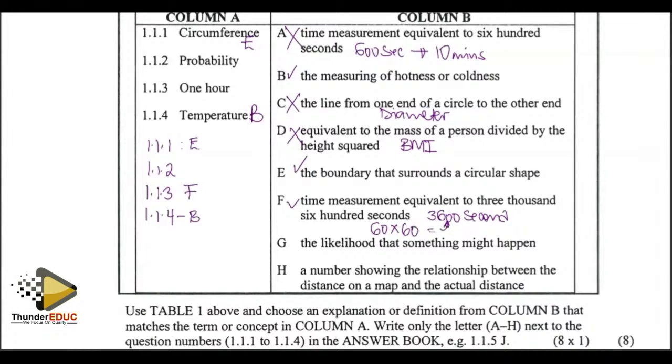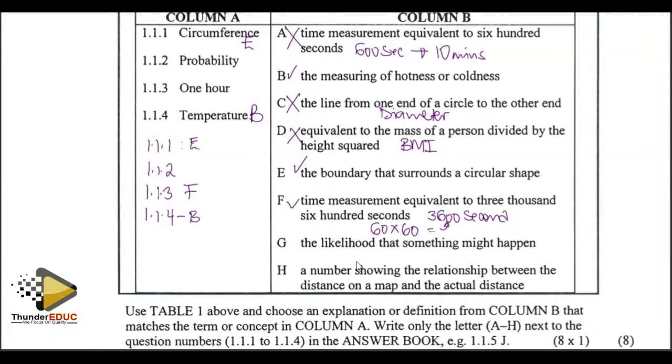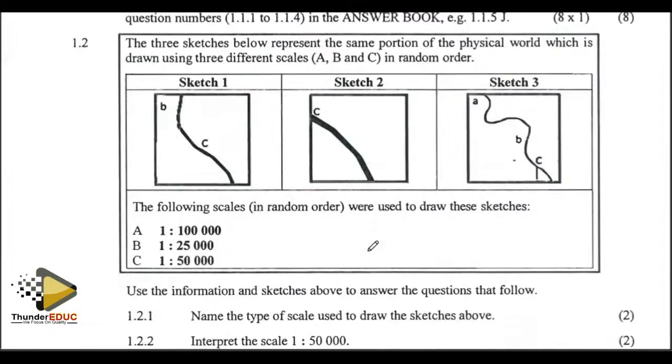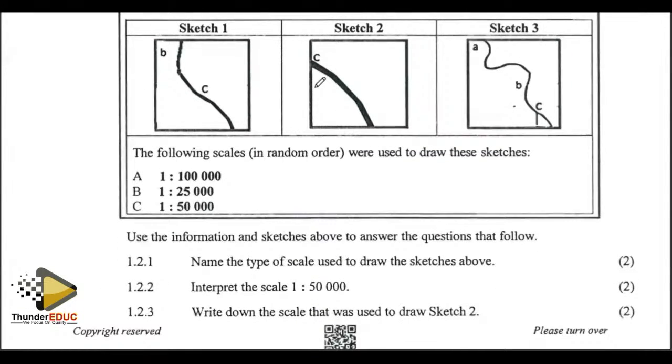The likelihood that something happens is probability, which is this. So they are complete. Even though H is not seen, they say the relationship between the distance on the map and the actual distance could have been the scale, but it's not there. Okay, that's finished. We have done that. So those were 8 marks, each carrying 2 marks.